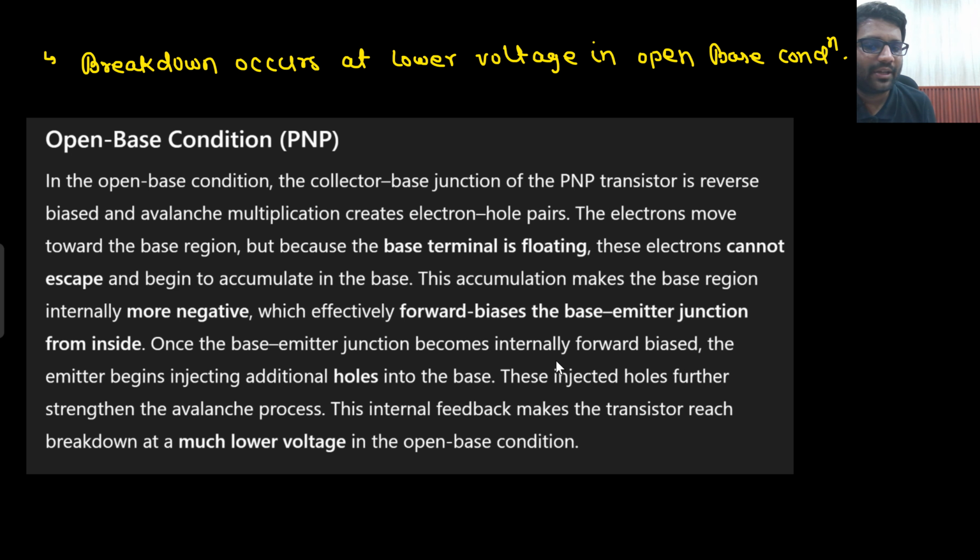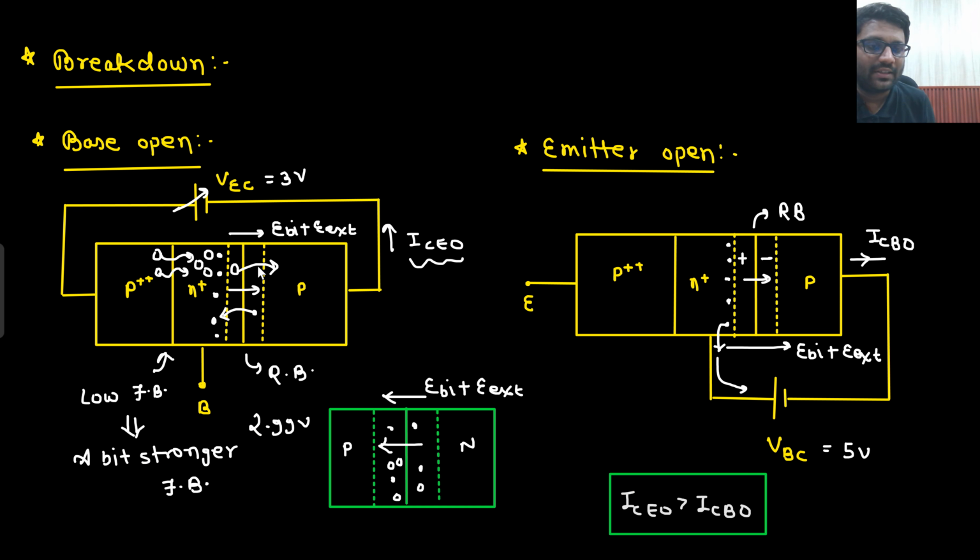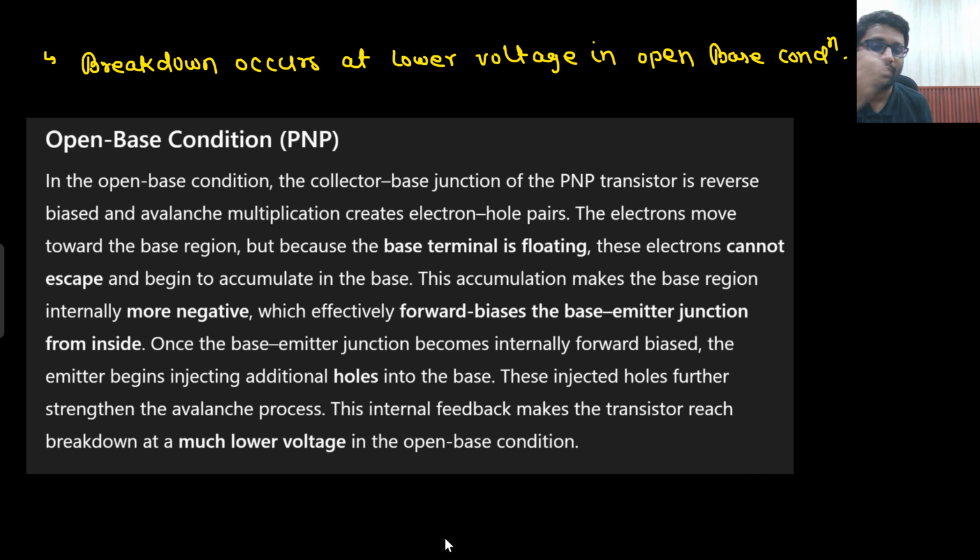Once the base emitter junction becomes internally forward biased, the emitter begins to inject additional holes into the base. Now these additional injected holes further strengthen the avalanche process. That means initially whatever the electron hole pairs were there in this depletion region, now more holes have come into action. That means more charge carriers have come into action. That means more current would flow. So at lower voltage only the current would start flowing. This is what has been written. The internal feedback makes the transistor break down at much lower voltage in the open base condition.